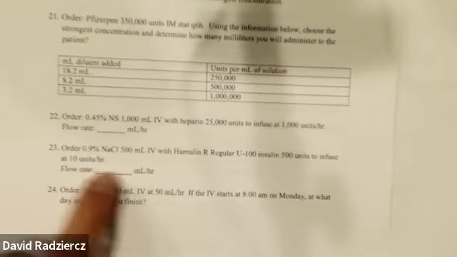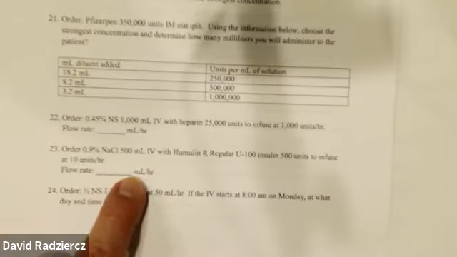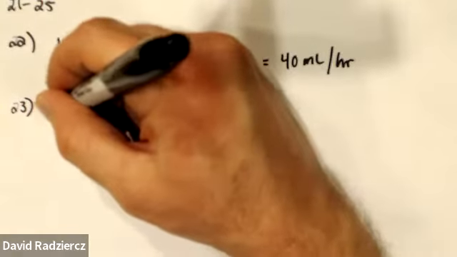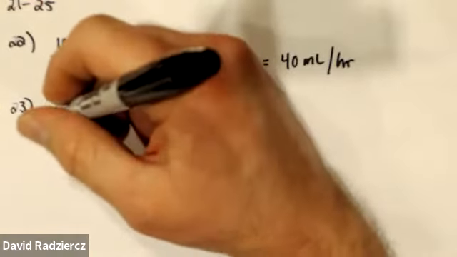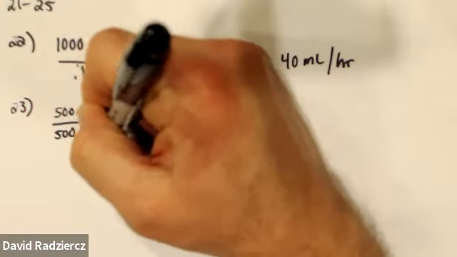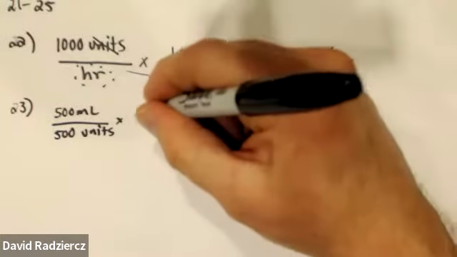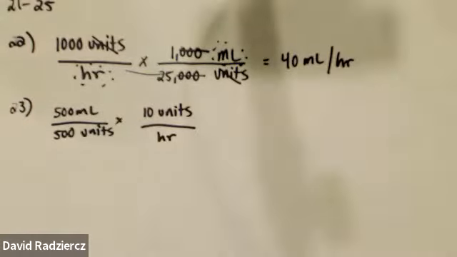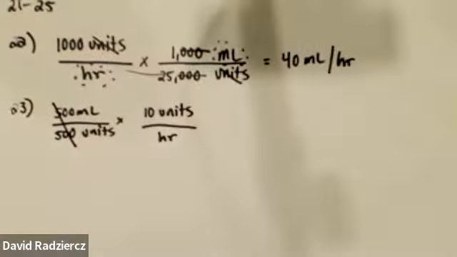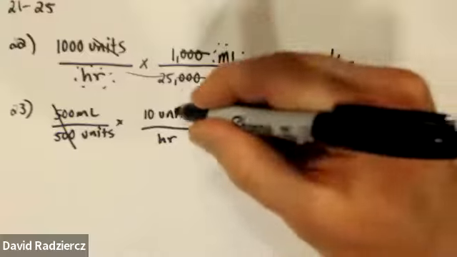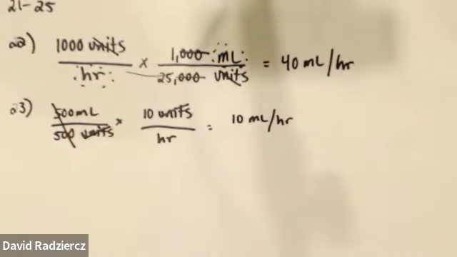So I know I need milliliters in the numerator. So I'm going to start off by taking the 500 milliliters over the 500 units of insulin. And then I'm going to multiply by the infusion rate of 10 units per hour. And you'll notice that for this question, you don't really need to do any math because the 500s cancel out and you're left with 10 milliliters per hour. Just make sure you cross out your units if you're not in the habit of doing that.